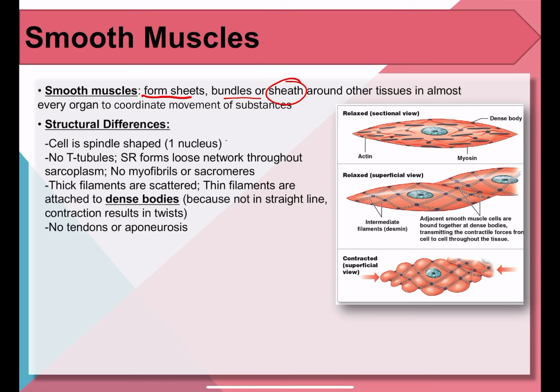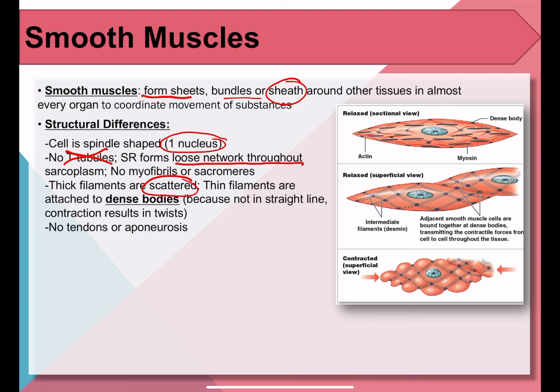Again, one smooth muscle cell only has one nucleus. That's different from skeletal muscles. They actually don't have any T tubules at all. No T tubules. And their sarcoplasmic reticulum forms a loose network throughout the sarcoplasm. They don't have myofibrils or sarcomeres compared to skeletal muscle. Their thick filaments are scattered all over the place instead of in a nice organized pattern. We talked about the I-band, A-band, etc. There's none of that in smooth muscle.